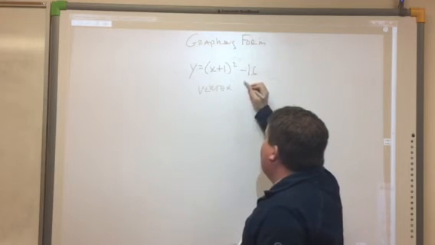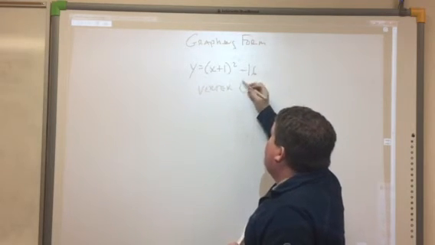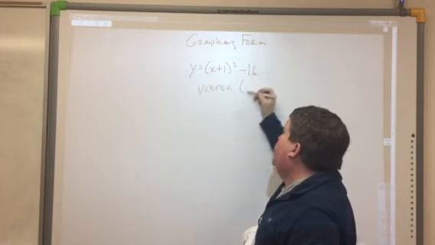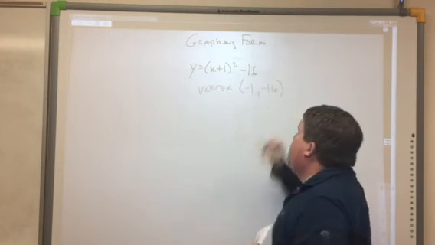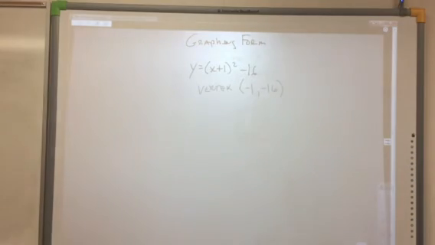So in graphing form, they already give us a vertex. The vertex is the opposite of the number in its parentheses. So this positive 1, that means negative 1. And it's the number that follows. So in graphing form, they already gave us the vertex.